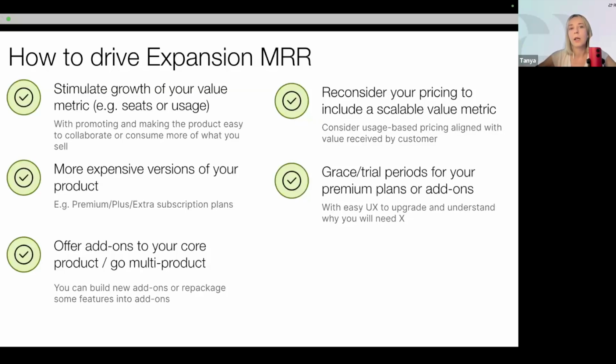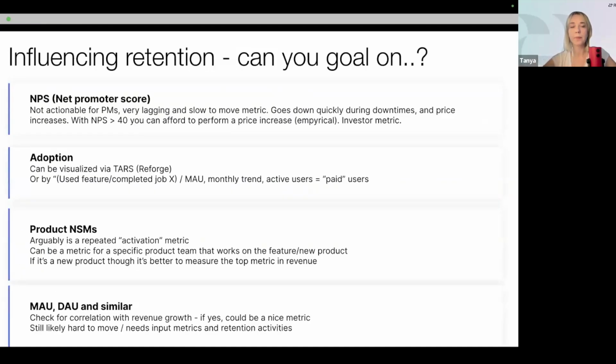And there is also a subset that is about actually making your product easier to collaborate with or to consume more of what you sell. So this is something that you can think about together with the product managers in your company. Except for the revenue, there are always a lot of interesting metrics that come into play about customer satisfaction, about NPS, adoption, product North Stars, monthly active, daily active users, and similar. So there is this set of metrics that are sometimes good to have goals on, sometimes not. So let's quickly walk through them.